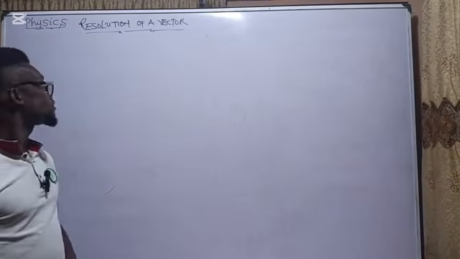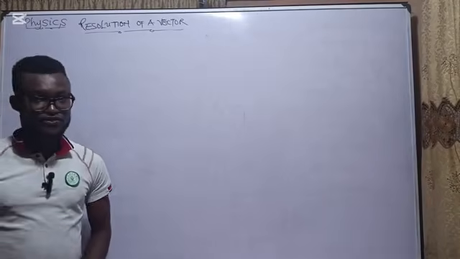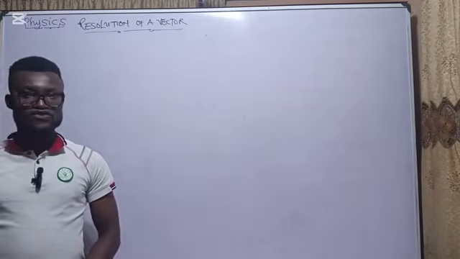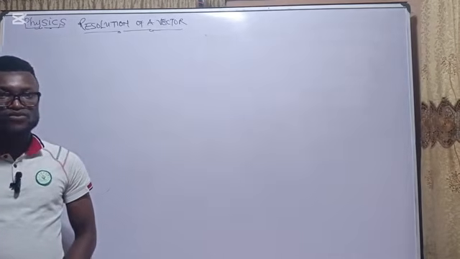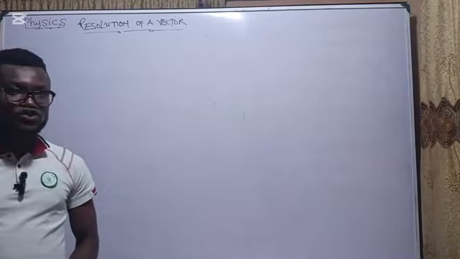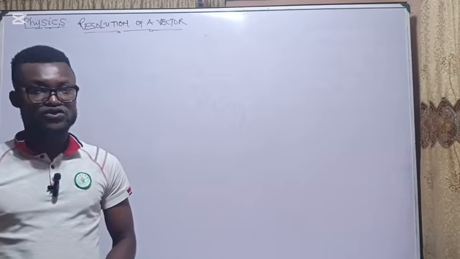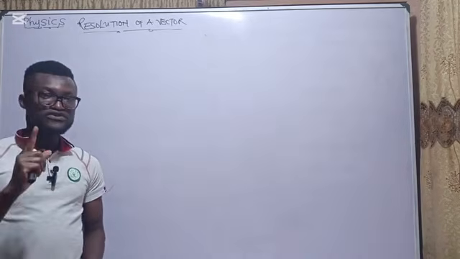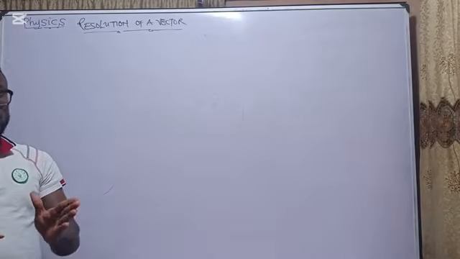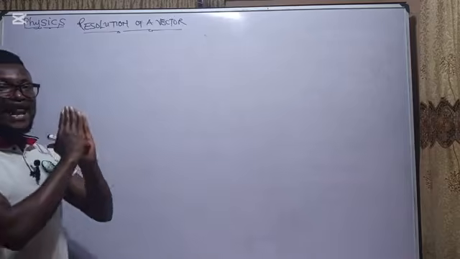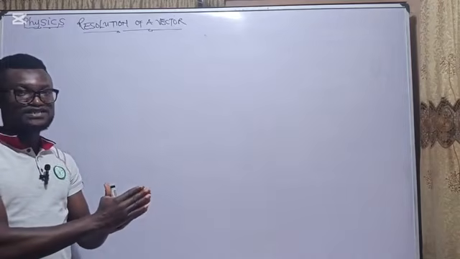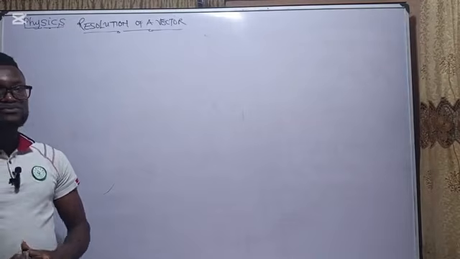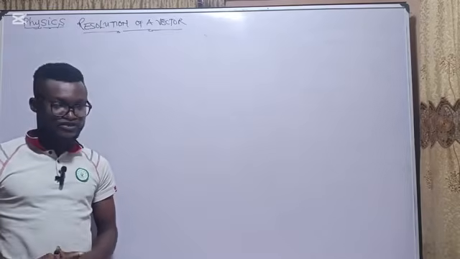So today we are taking a topic on resolution of vector. First, what is this resolution of a vector? Resolution of a vector is a splitting of a single vector into two or more components. If you are given a single vector, you can break it up such that one lies on the horizontal component, another lies on the vertical component. Such is said to be resolution of vector.